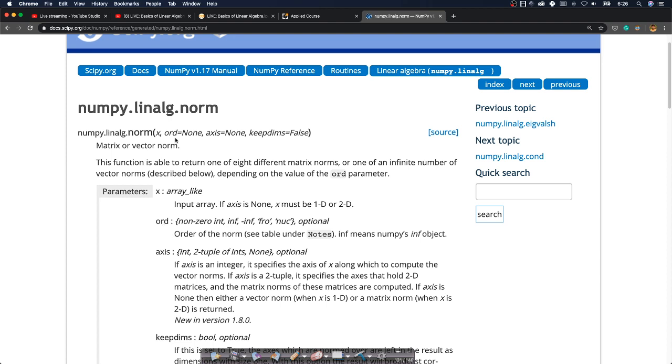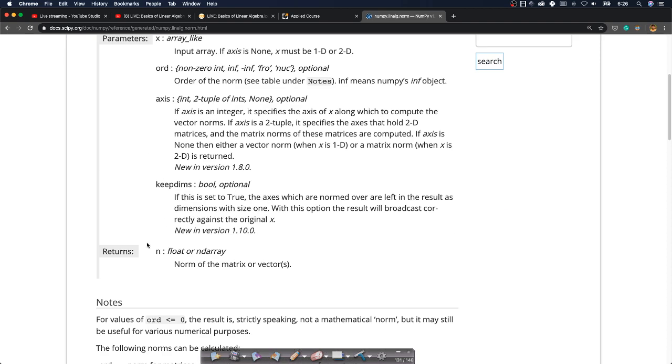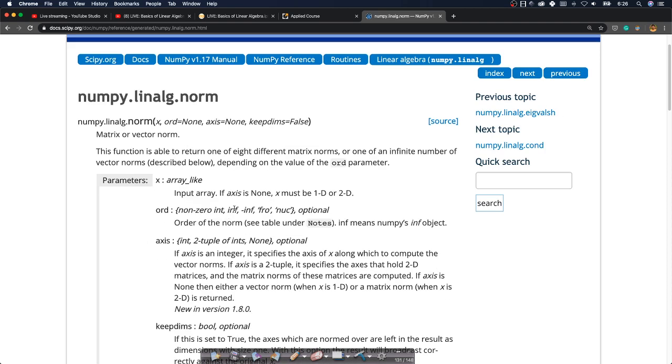The ord basically means the order of the norm. Now what all are possible? Non-zero integer, infinity, minus infinity, fro, nuc. There are a lot of norms, as I told you, right? There is something called the infinite norm. There is something called the Frobenius norm, right? So there are lots of norms.